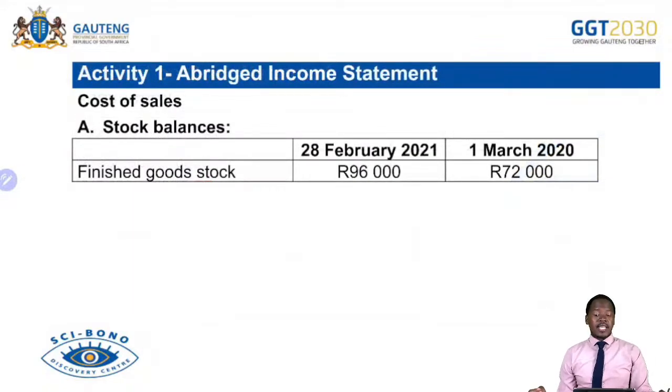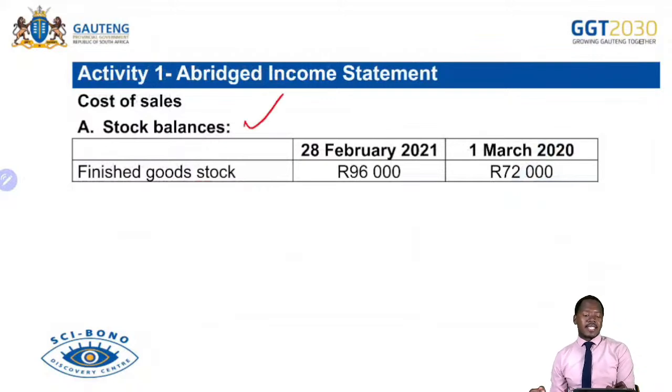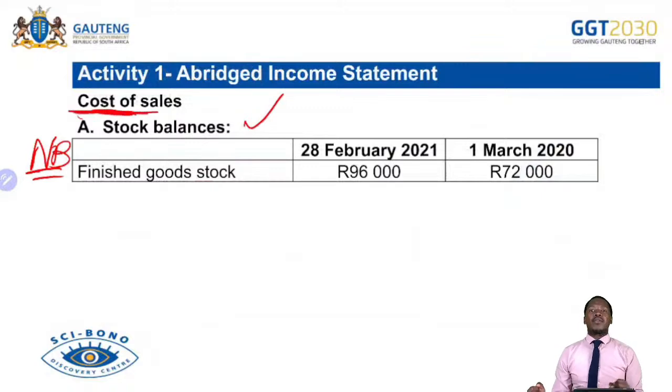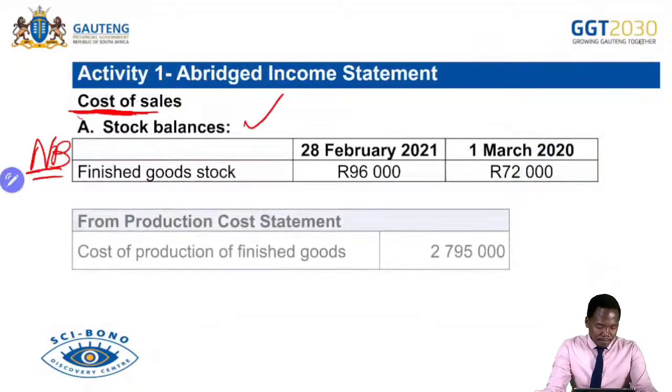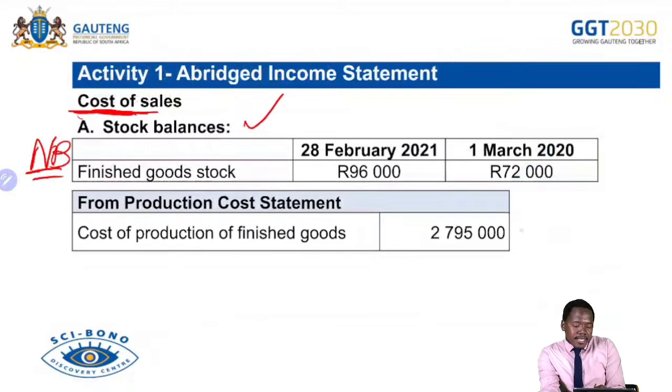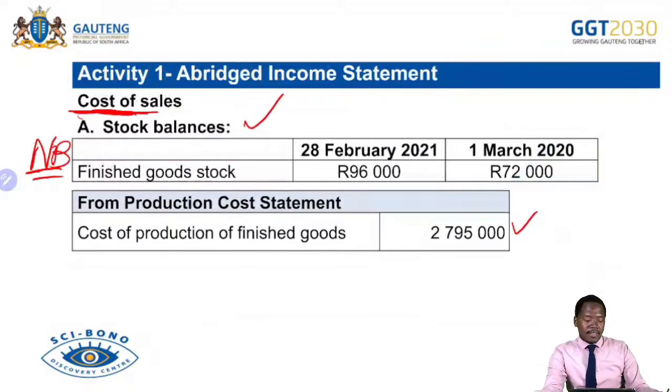Now, for our abridged income statement, grade 12, we have our stock balances. As I've told you, this is very important. Now, for our abridged income statement, remember, we must start with our sales minus cost of sales. Now, grade 12, we are going to recap on how to calculate our cost of sales. Now, I have this 2,795,000. That is our cost of production of finished goods. Where is this amount coming from? It is coming from my production cost statement. That is my total.